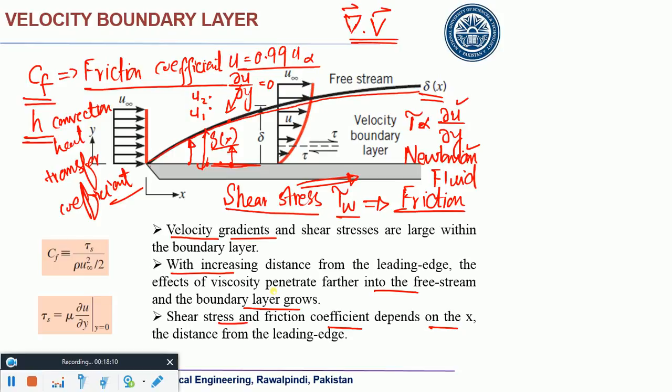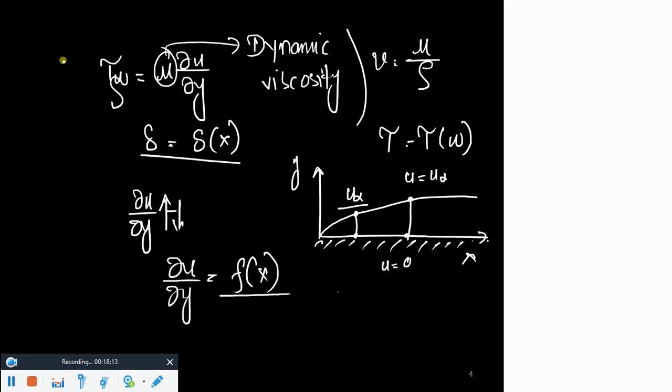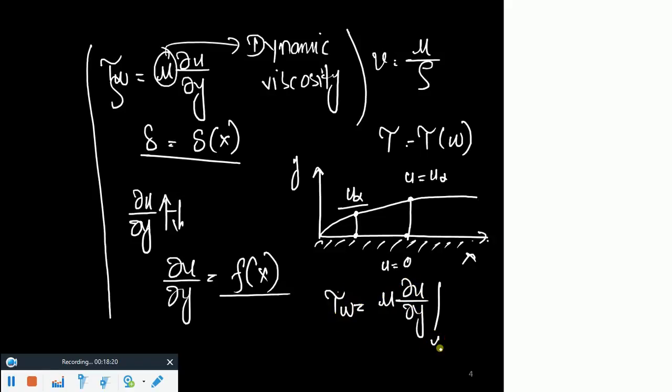Okay, so shear stress at the wall. Shear stress at the wall is defined as mu partial u by partial y at y equal to 0. Why? Because we start measuring y from the plate itself. So if I ask you what is the shear stress at the wall, and you have some function for partial u by partial y, you need to calculate partial u by partial y at y equal to 0 and then multiply it with mu. So at y equal to 0 you would have wall shear stress, with a subscript w over there.